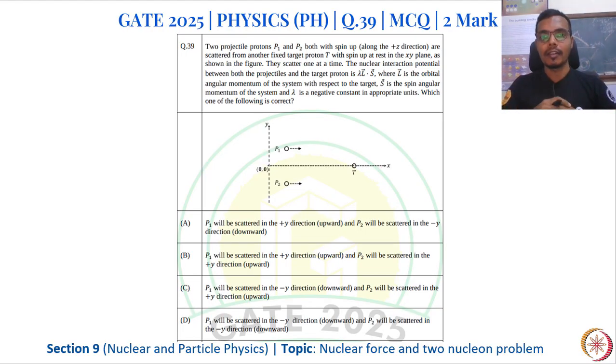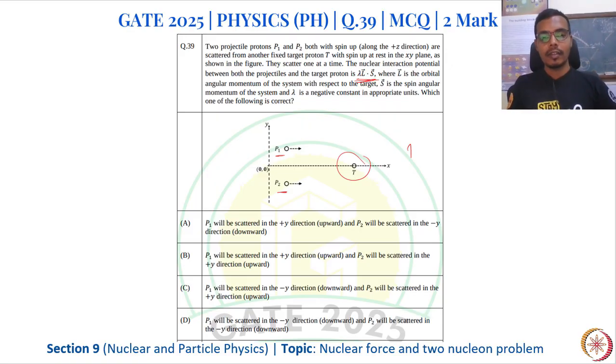Let's break the setup first. We have two projectile protons, P1 and P2, both with spin up along the positive z direction. They are scattered one at a time by a fixed target proton T, which is also spin up. The interaction potential is given by V equal to lambda times vector L dot vector S. This is the interaction potential and it is specified as negative.